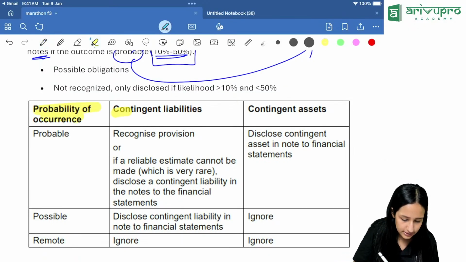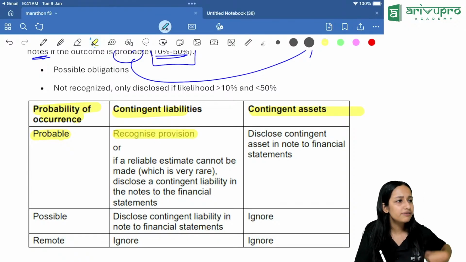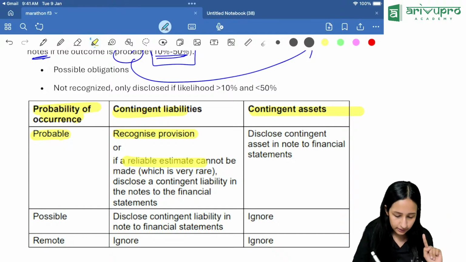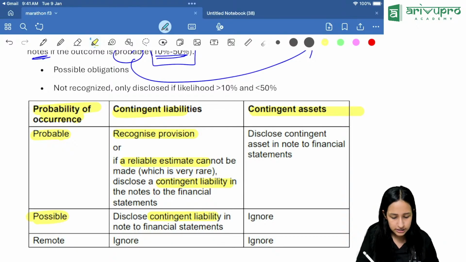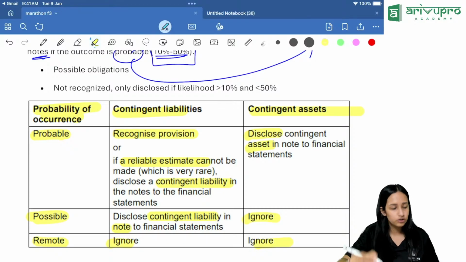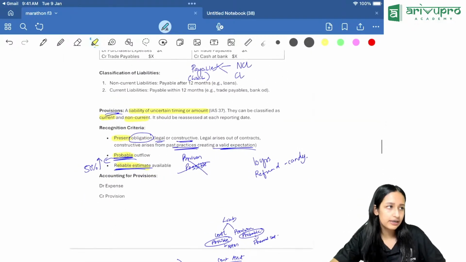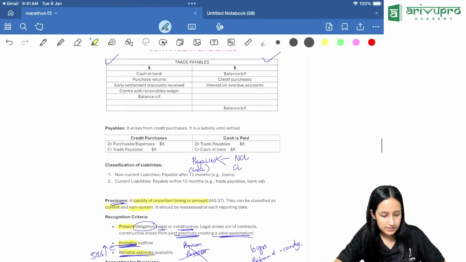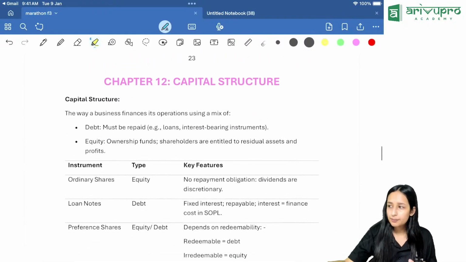So if you can understand this table, it's all very simple. If it is probable and contingent liability, you recognize a provision. But if it is not reliably estimatable, or if it is possible and not probable, then what you do? Take it under contingent liability. Similarly, if it is possible, contingent liability, disclose it in notes. But possible and remote, here you ignore all the three. Only if it is probable, you disclose it under notes. Got it? This table basically summarizes the provisions, contingent liabilities, and contingent assets. And on top, there was just payables, nothing else. This chapter is also very simple. It's done. Okay. Now coming to chapter 12.